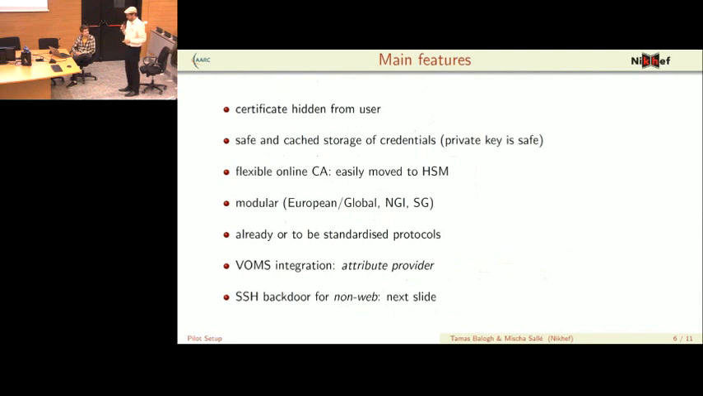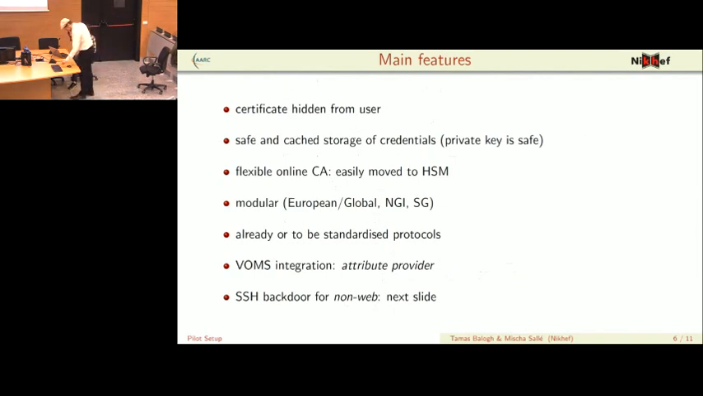The protocol for the OAuth for MyProxy is very much standardized and the remaining bits are also getting standardized. We're involved with that, well, I'm involved with that in any case, in some way. We do integrate with FOMS, which is functioning as an attribute provider. And we have a non-web backdoor, and that's what we will discuss a little bit in the next slide.